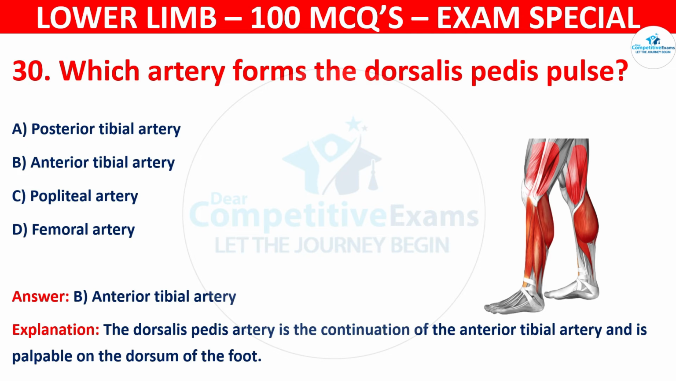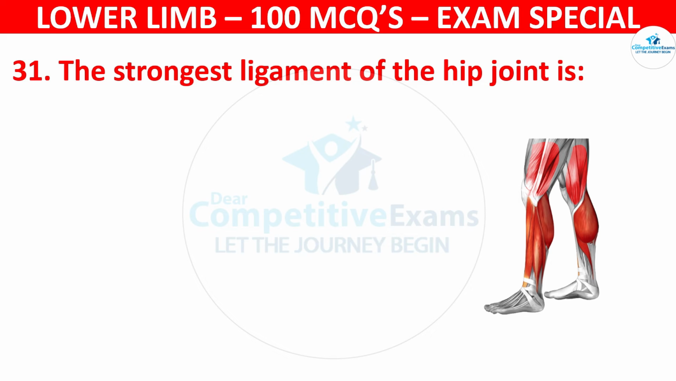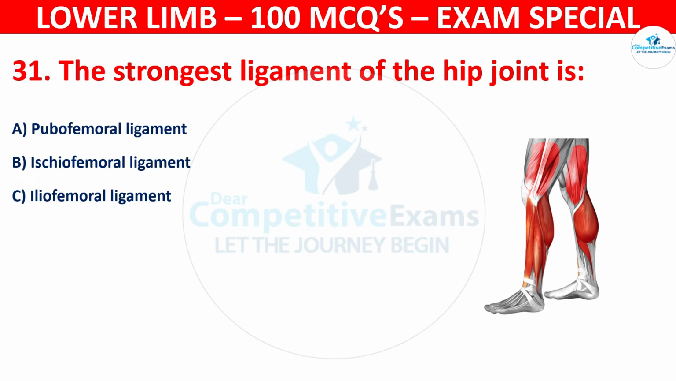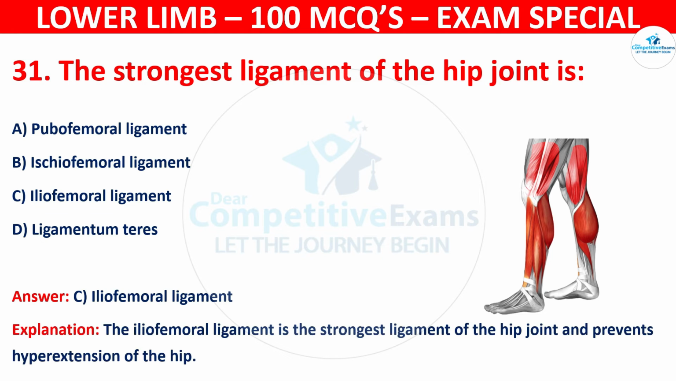Question number 31. The strongest ligament of the hip joint is pubofemoral ligament, ischiofemoral ligament, iliofemoral ligament, or ligamentum teres. The correct answer is C, that is iliofemoral ligament. The iliofemoral ligament is the strongest ligament of the hip joint and prevents hyperextension of the hip.